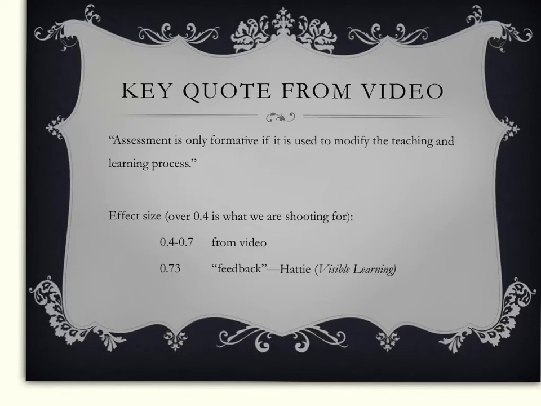Why is it important? Well, look at the effect size. Now, specifically in the video, the effect size they were referring to was the retesting at the end of a summative assessment, and that was a 0.4 to 0.7 effect size. And if you remember back from Hattie's Visible Learning and the focus groups that we did, you'll remember that a 0.4 is average and anything above 0.4 is good. He mentioned feedback in Visible Learning as a 0.73 effect size, which is a really large effect size. So formative assessment is one way that you can get feedback.